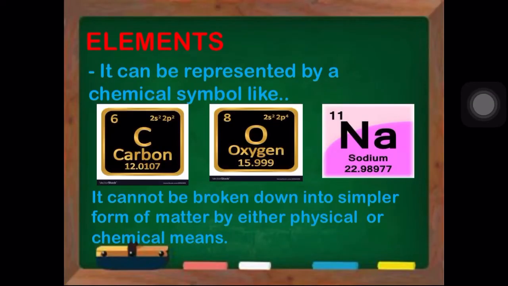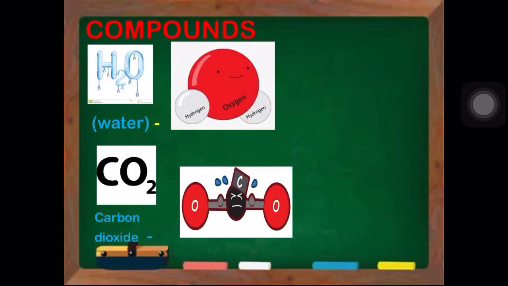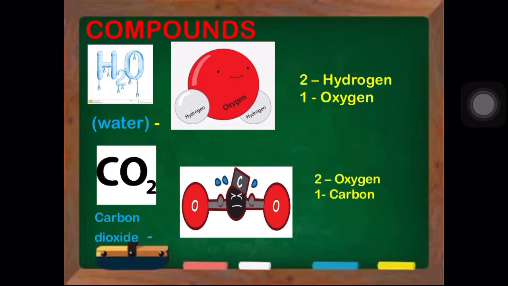Dumako naman tayo sa compound. Ang compound ay binubuo ng dalawa o higit pang elements na chemically combined. At isa sa pinaka-common na compound ay ang tubig. Another example ay carbon dioxide and salt. They can be represented by a chemical formula. For example, water, na binubuo ng dalawang atom ng hydrogen at isang atom ng oxygen. Another example is carbon dioxide, na binubuo ng isang atom ng carbon at dalawang atom ng oxygen.